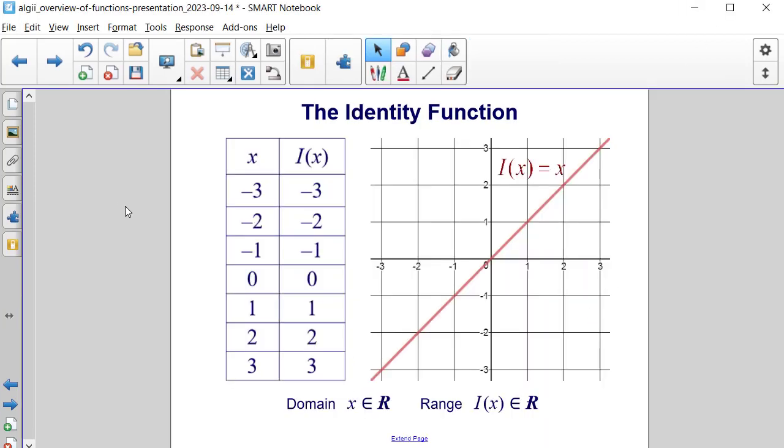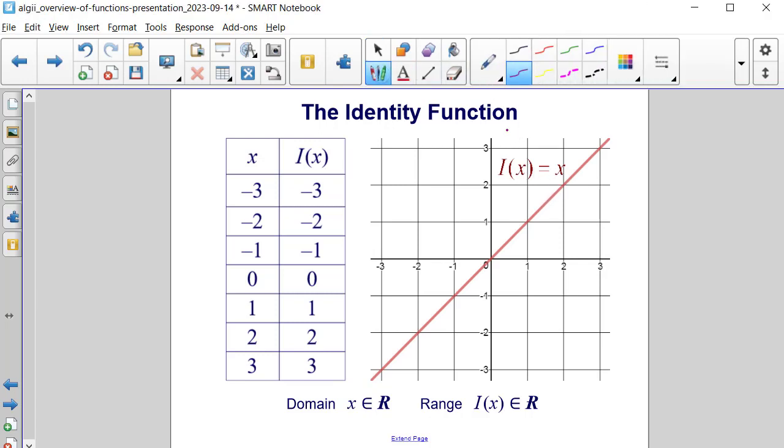The first parent function is the identity function. It's the parent function for lines that has a slope of 1 and a y-intercept at the origin. In other words, I of x is equal to 1 times x plus 0, where 1 is our slope, or our m, and 0 is our y-intercept, or our b value. When simplified, it's written as I of x is equal to x.